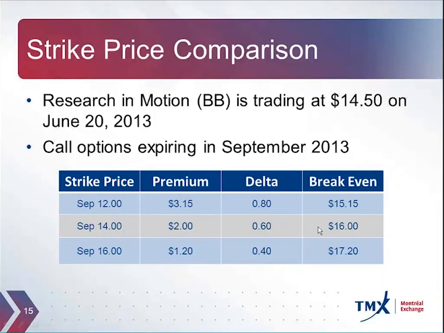So you're paying less, but the stock actually has to move more for you to break even. Now, finally, we go to the 16 strike option contract. You're paying, once again, significantly less. The delta is less, and your break-even point is greater. So the benefit is you're risking less capital, but the stock has to move more significantly in order for you to meet that break-even point on expiration.